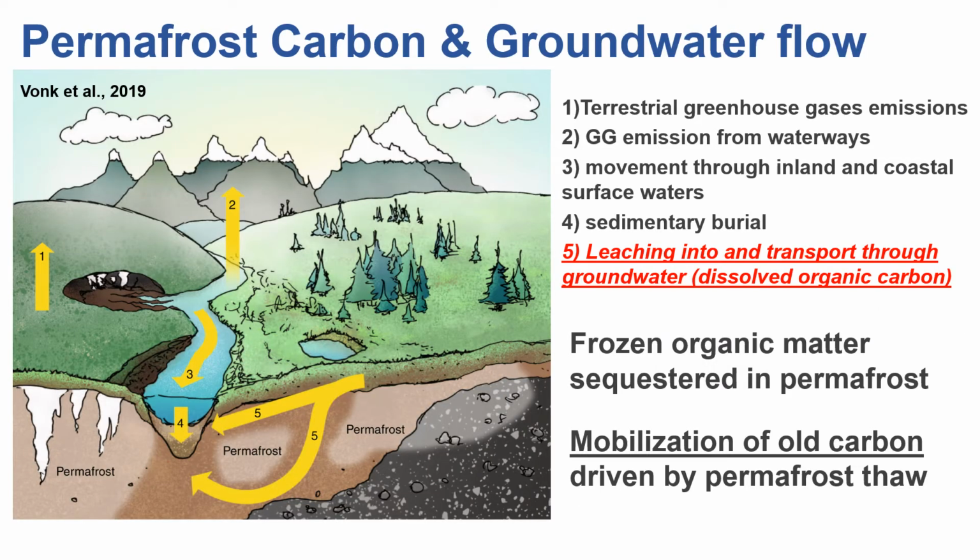For my second study, we look at the effects of permafrost thaw and increased groundwater circulation on the mobilization of sequestered carbon that can be released by permafrost thaw. This figure shows the various pathways by which carbon stored in permafrost, that is, carbon frozen as organic matter, can be mobilized and transported and released into the environment. As permafrost thaws, vast stores of old carbon currently stored in permafrost are susceptible to potential mobilization and degradation to greenhouse gases, generating a positive climate change feedback.